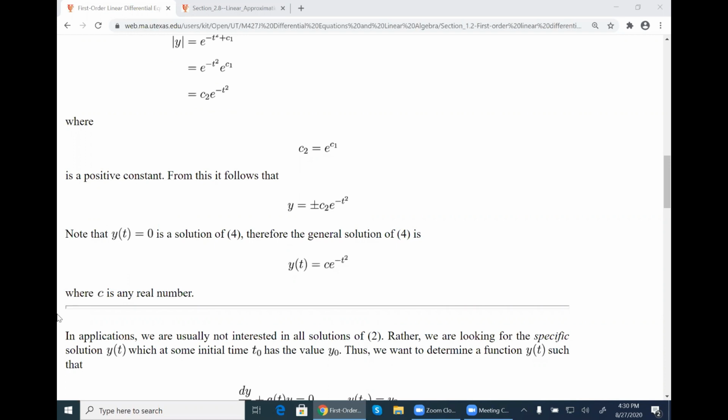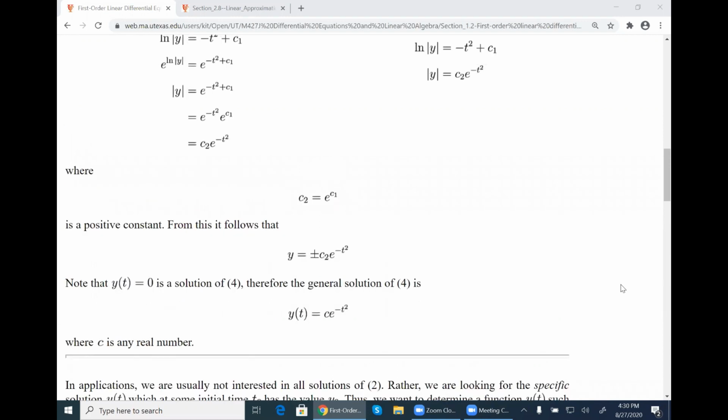Folks, any questions here? Wait, how did we add the negative component if c2 is always going to be positive if it equals e to the c1? Basically, how did we get to y equals plus or minus? Where did we get the negative? Oh, excellent question. Please take a look. Let us go back to this.